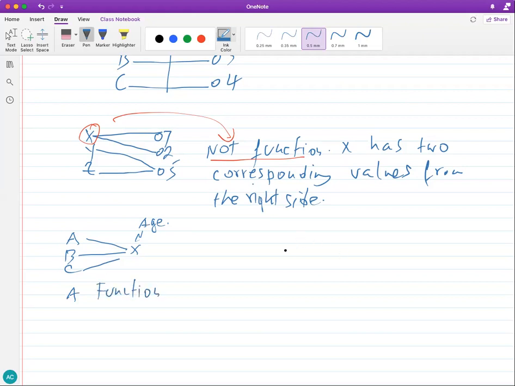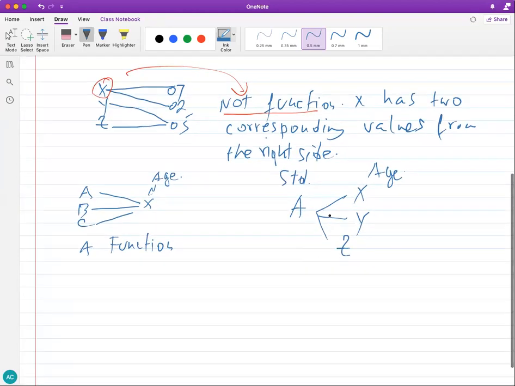But if you see something like this, let's say one student here, and this is, for example, the age of the student. Is this a possible scenario? One student having 3 ages? No. So this makes it not a function. So this doesn't make sense. Not a function.